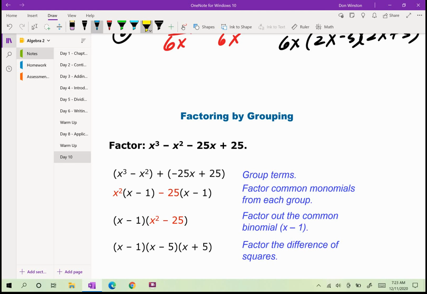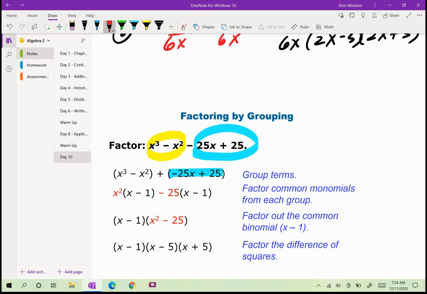So factor by grouping says we're going to group some terms. So I'll group x cubed and minus x squared, and then I'll group negative 25x and 25. As a student, I always found factor by grouping really easy to do, because once you factor the first group, you'll find a factor for the second group. It works like that all the time. So you'll see what I mean.